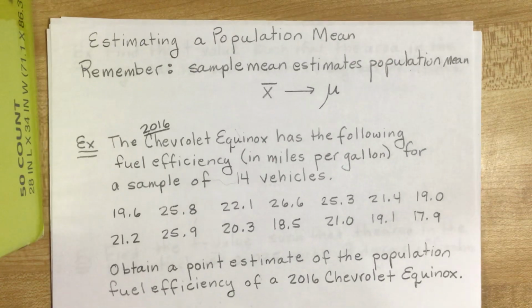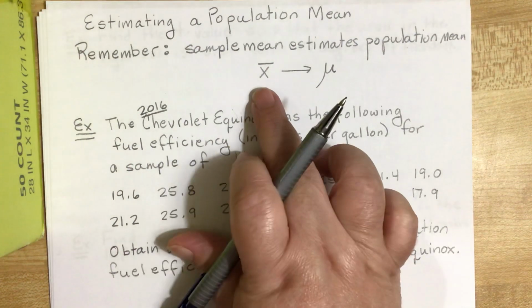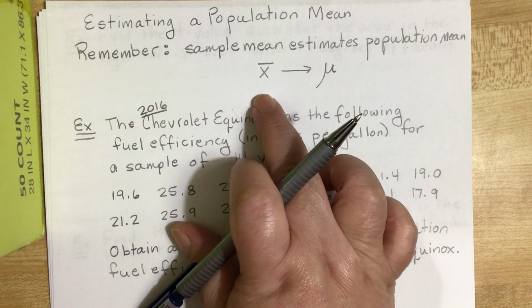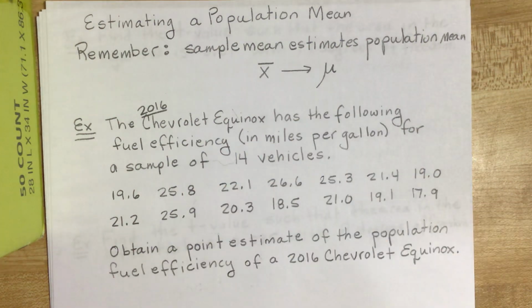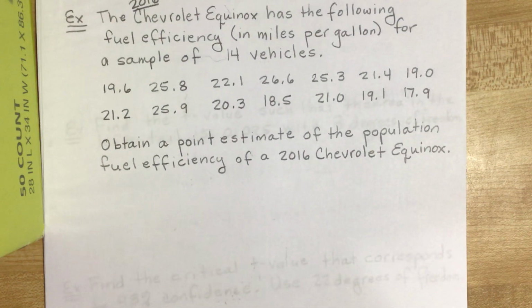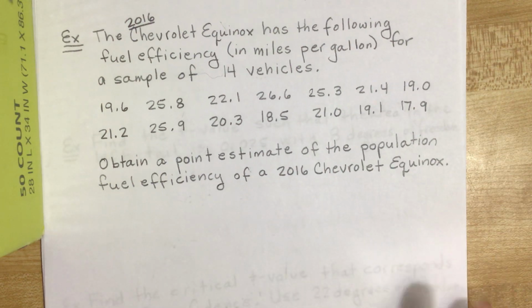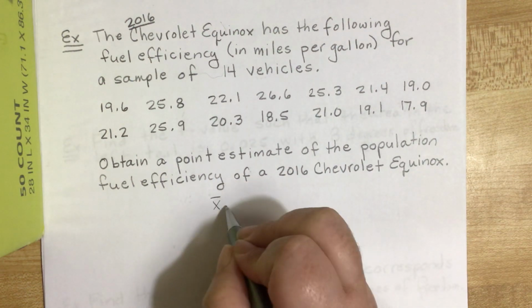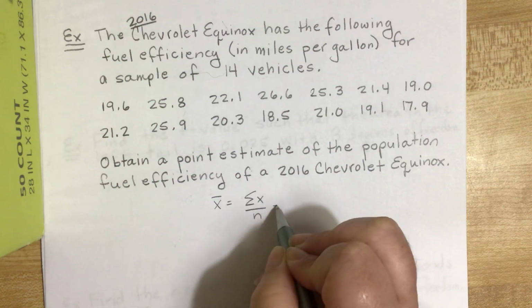So, what about estimating a population mean? Remember that the sample mean estimates the population mean, and again, just notation wise, we've got x bar, which is the sample mean, and the population mean is mu. All right, so we want to do a point estimate. For example, the 2016 Chevrolet Equinox has the following fuel efficiency in miles per gallon for a sample of 14 vehicles, and we want to find a point estimate. So the first thing that we want to do is find x bar, which we remember is add them all up and divide by how many there are.